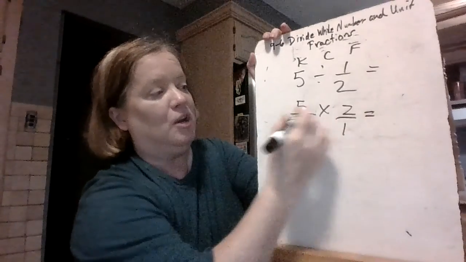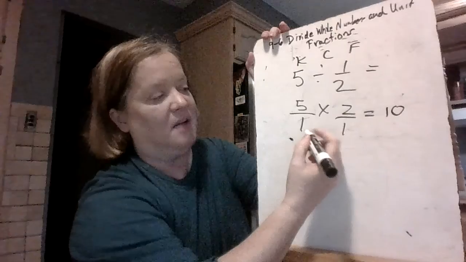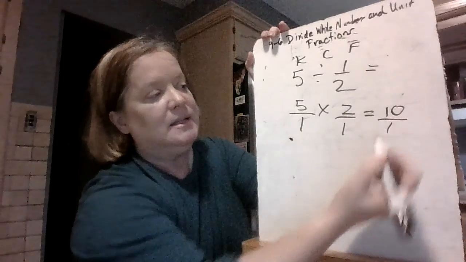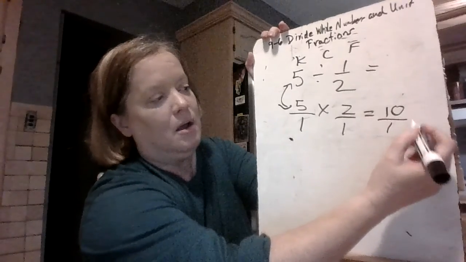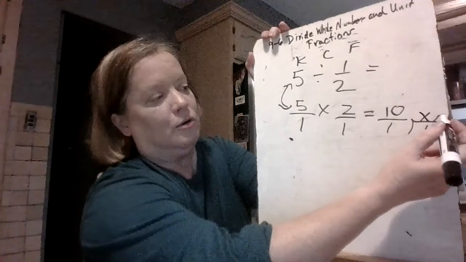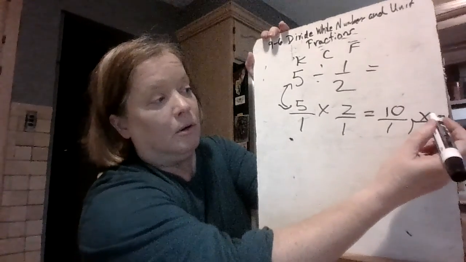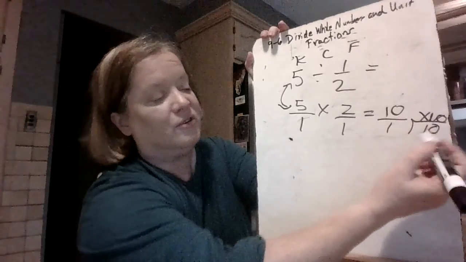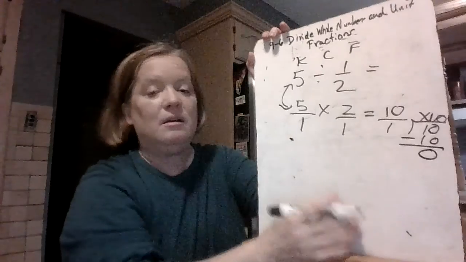Then I'm going to multiply my numerators together. 5 times 2 is 10 over my denominators, or bottoms of my fractions. 1 times 1 is 1. 10 over 1, just like 5 over 1 is the same as 5, 10 over 1 is 10. But I'll prove it. This is an improper fraction, so I'm going to divide 1 into 10. Goes 10 times. I'm going to prove that by doing the inverse of division, which is multiplication. So 10 times 1 is 10. So my answer here is 10.